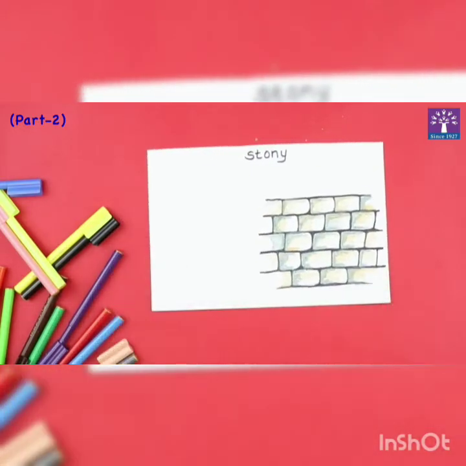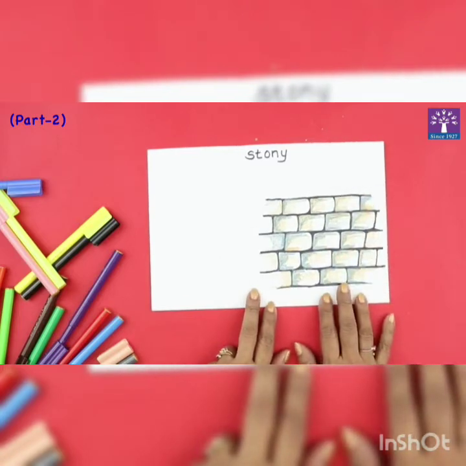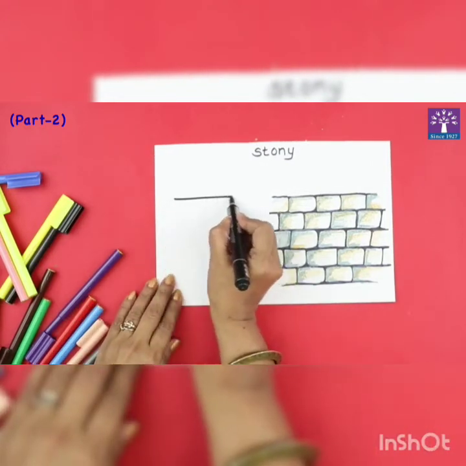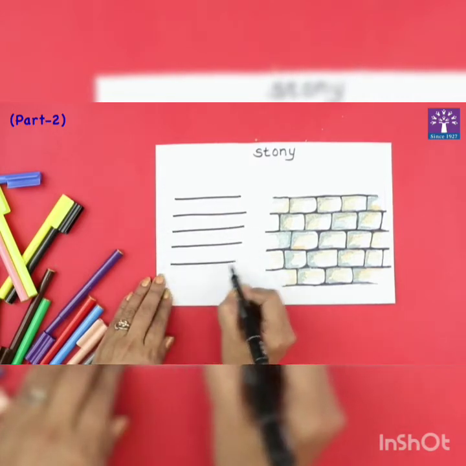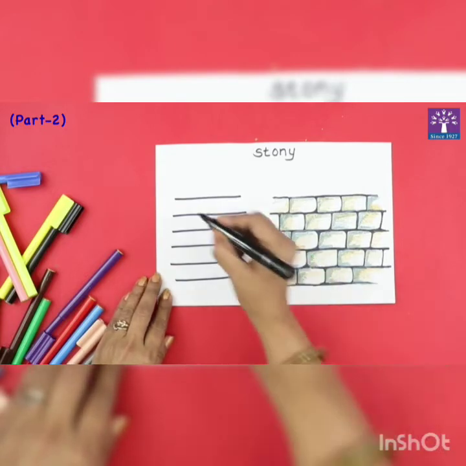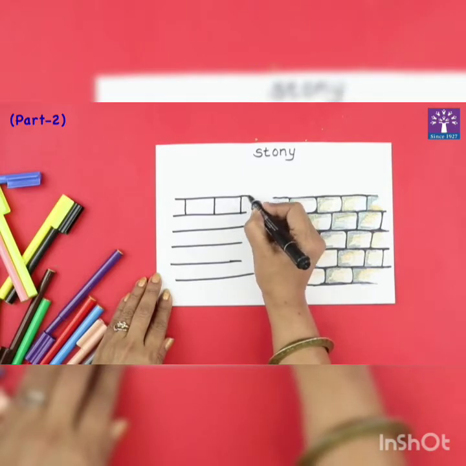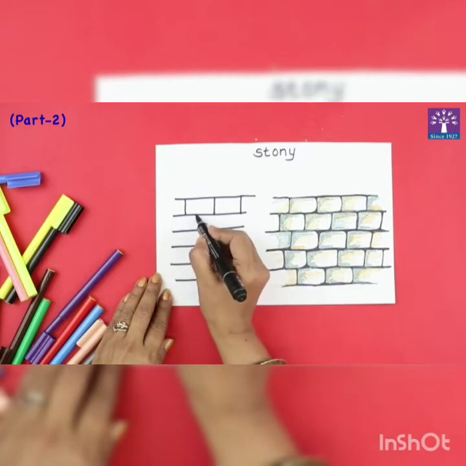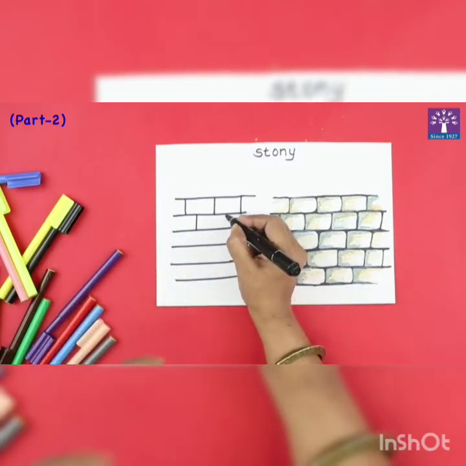Can you guess what texture this is? Yes, stony. When you see this picture, you feel that you are looking at a stone wall. So how are we going to create this texture? It's very easy. We'll draw some horizontal lines. Then short vertical lines. When you come to the second row, you will draw a vertical line in between these two vertical lines.